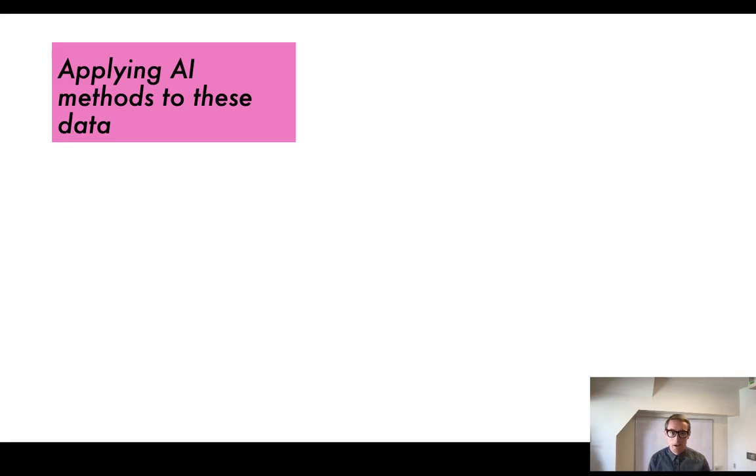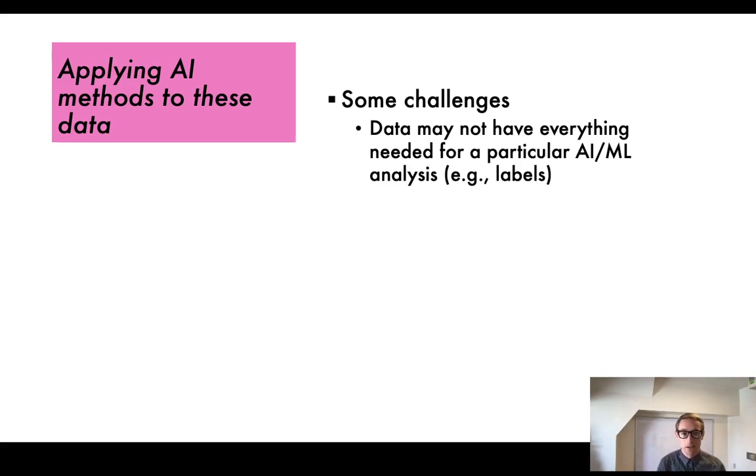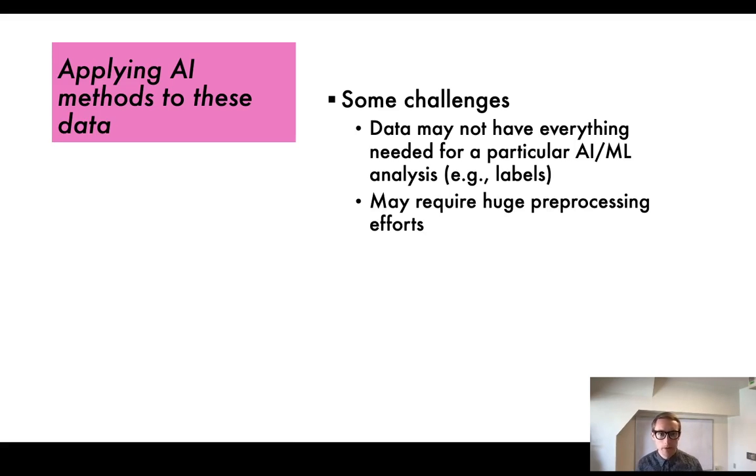So applying AI methods to these data raises some unique kinds of challenges. So some examples are things like these types of data may not have everything that's needed for a particular AI or machine learning analysis, like they may not have labels for anything really, or perhaps just not labels for a task that is really something that you want to do with your AI methods. Or they may require, and often require, huge pre-processing efforts to get them into some form that's useful for applying AI methods. But there are some real benefits to doing these kinds of analyses as well.